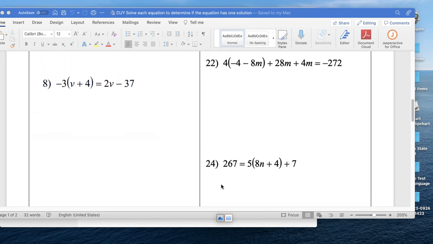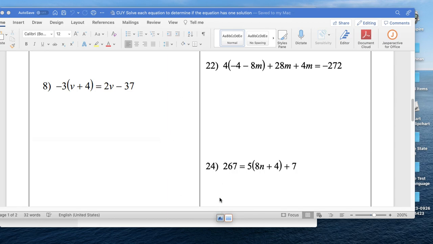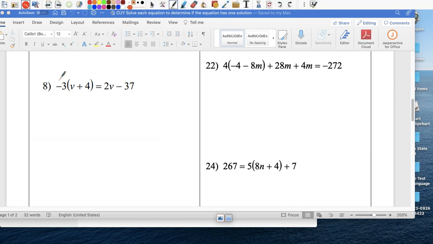Ooh, there's 3 more. Negative times a positive, negative 3v. Negative times a positive is negative 12, equals 2v minus 37. So this one, I think, is just a one solution.